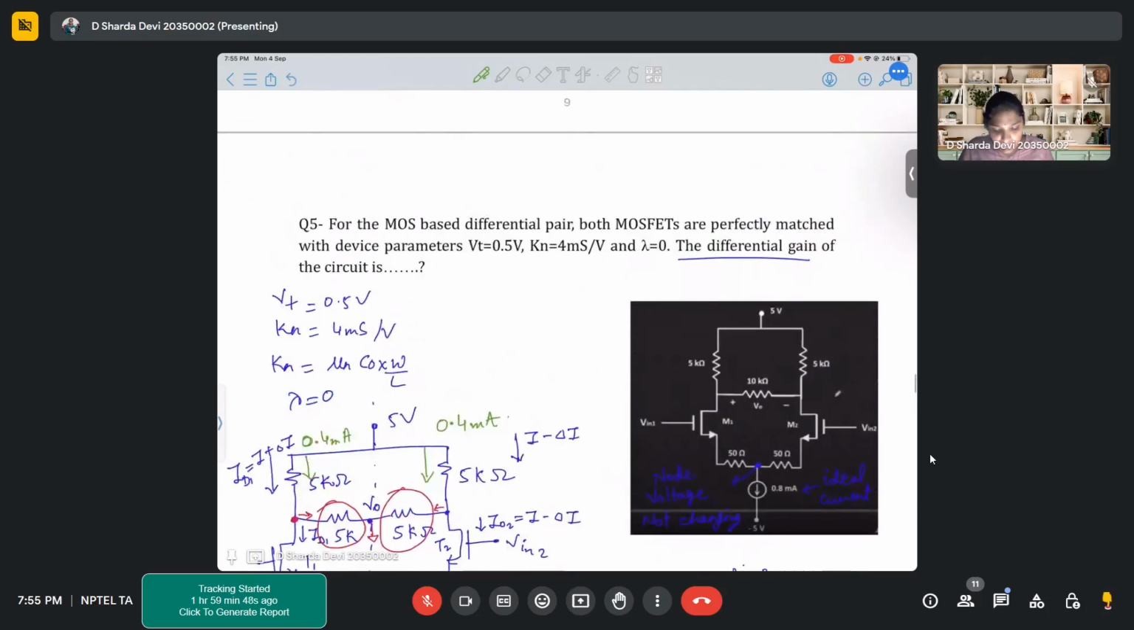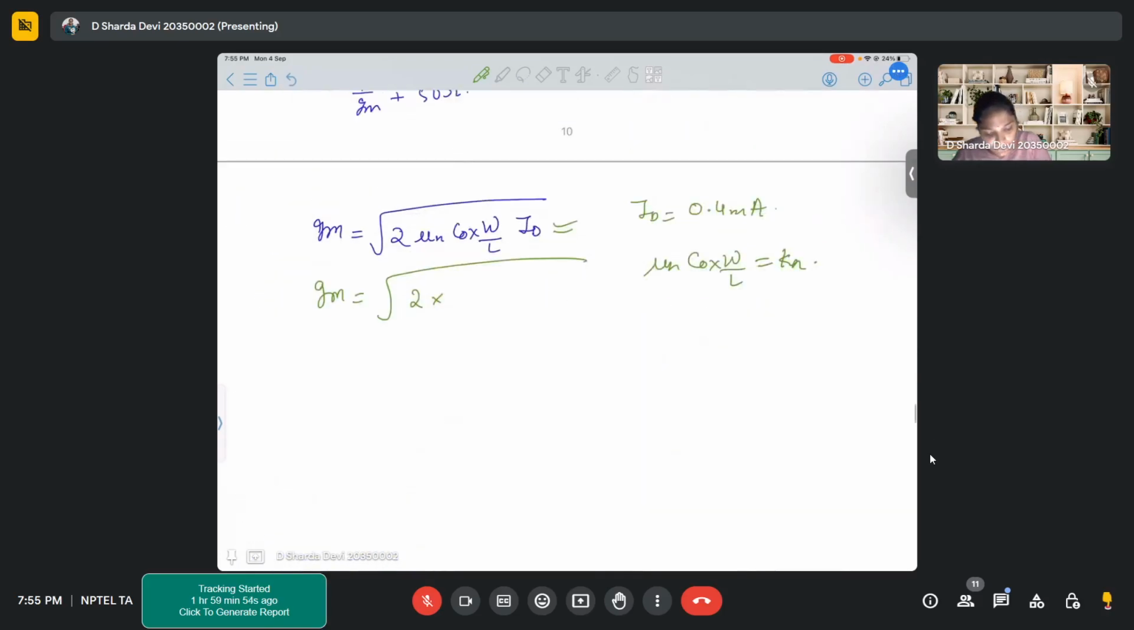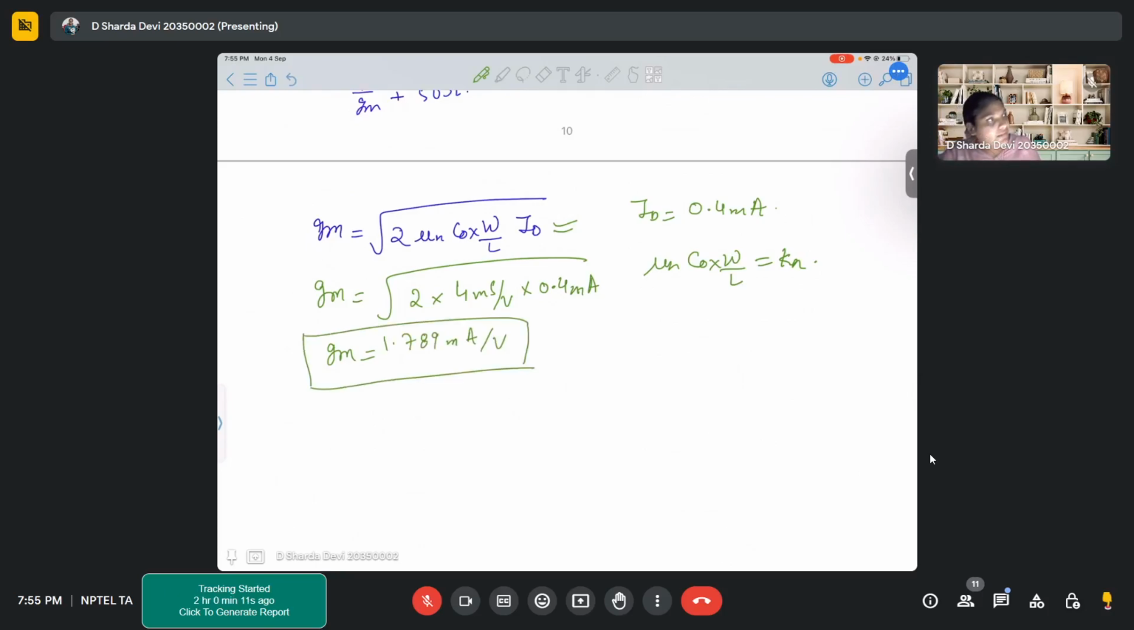So Kn, which is mu n Cox W by L, was already given to be 4 millisiemens per volt, into 0.4 milliamperes. The gm that you get turns out to be 1.789 milliamperes per volt, and Av turns out to be minus 4.105. So this is the differential gain that we get out of this circuit. Clear?